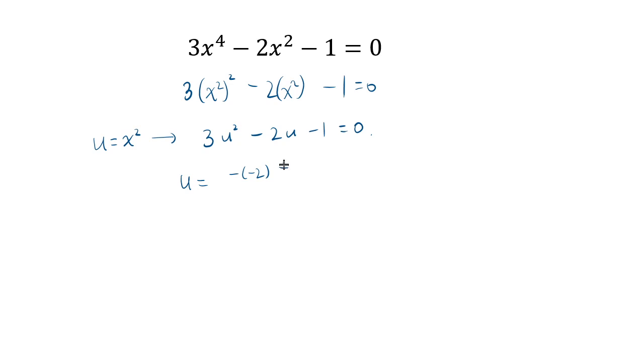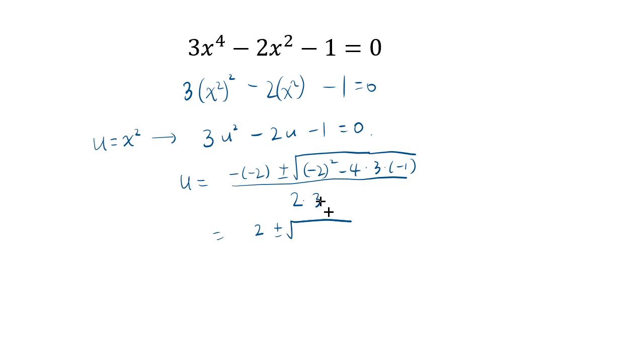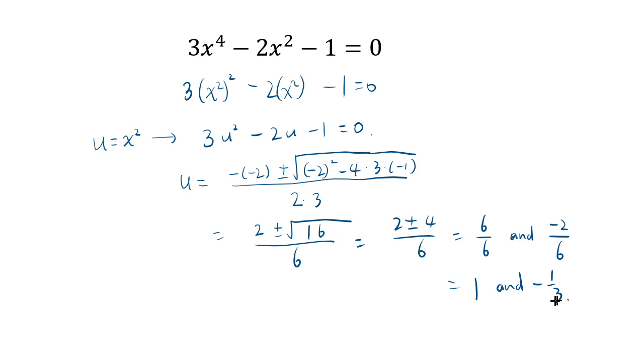Negative of negative 2 plus or minus square root of negative 2 squared minus 4 times 3 times negative 1, over twice of a. And this is positive 2 plus or minus square root. That's 4 plus 12. That ends up being 16. And that's 2 plus or minus 4 over 6, which means it's 2 plus 4 over 6, which is 6 over 6. And 2 minus 4 is negative 2, so it's negative 2 over 6, which means it's 1 and negative 1/3.